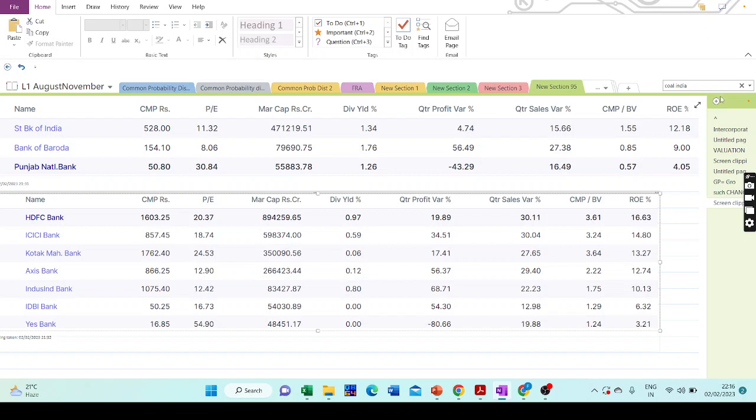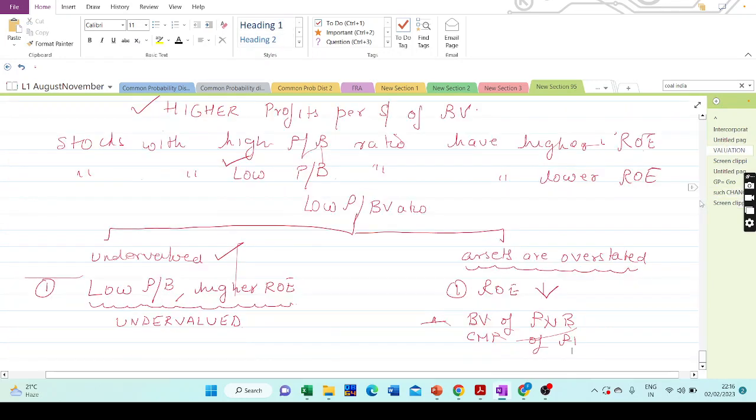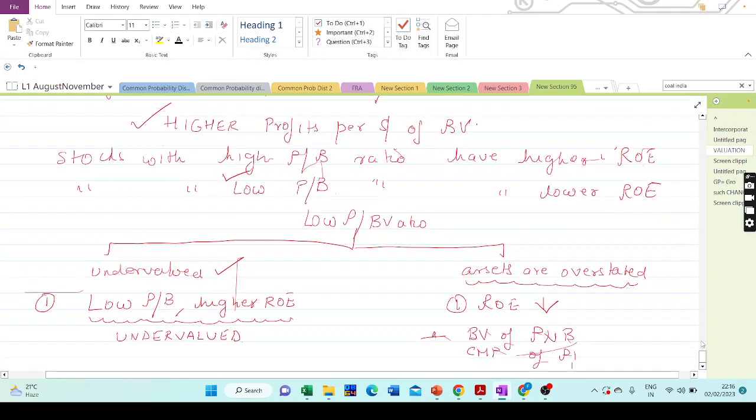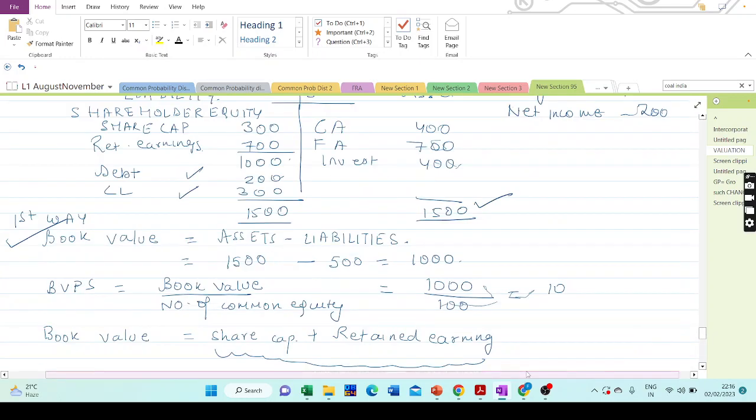Sir, if a stock's book value is like 0.05 or 0.6 and its ROE is more than 100, is something wrong, or do we have to see other factors also? We can't decide just on the basis of these two, right?